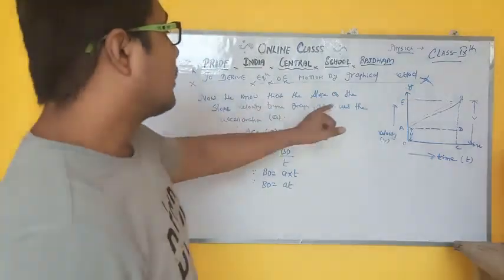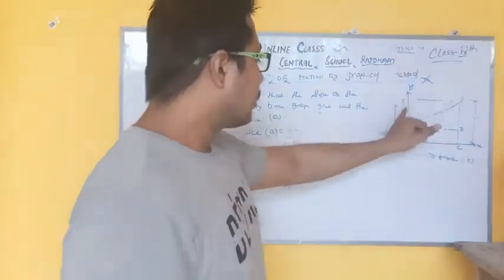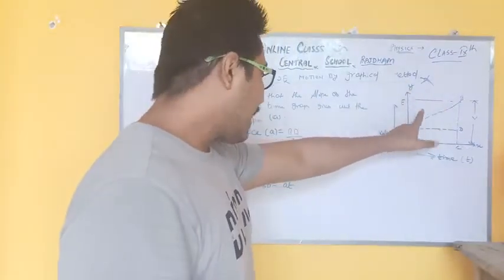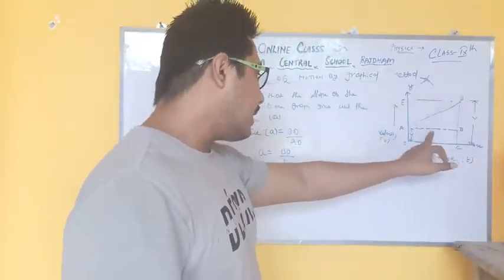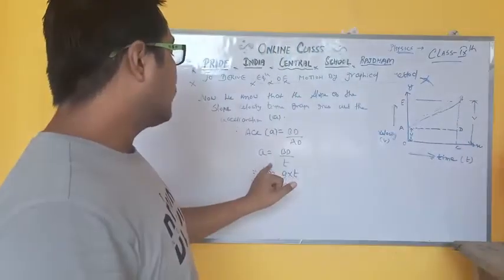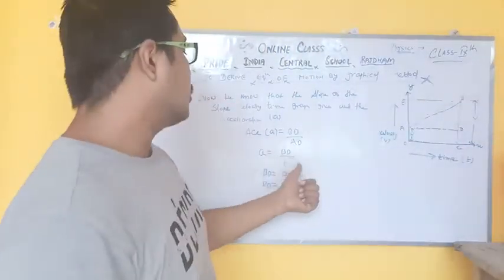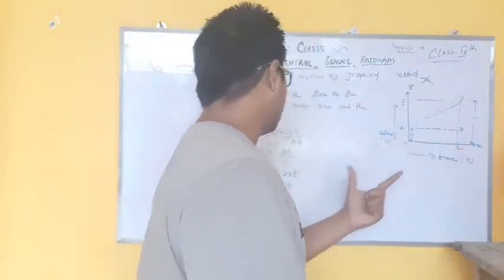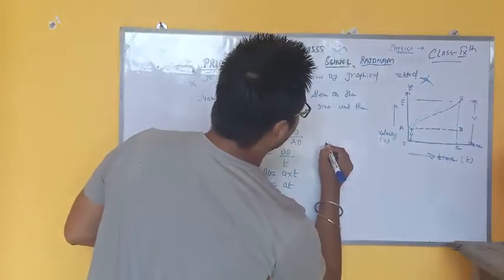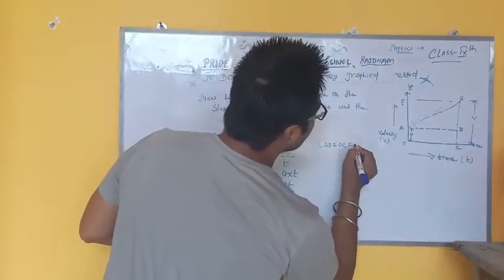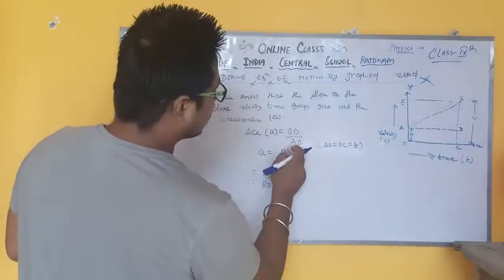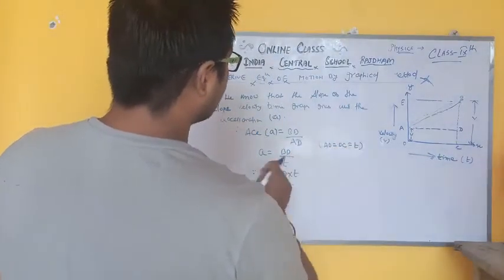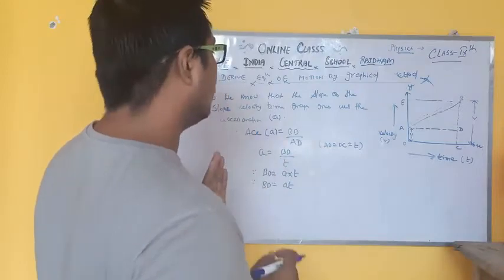We know that the slope of the velocity time graph gives us the acceleration. Therefore, acceleration A is equal to BD divided by AD. AD is equal to OC, which is equal to T. So we substitute T in place of AD, and BD is equal to AT.